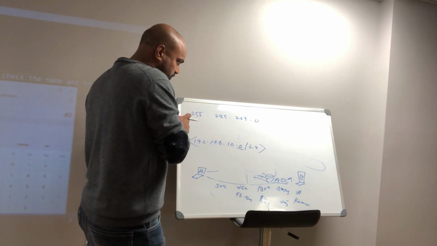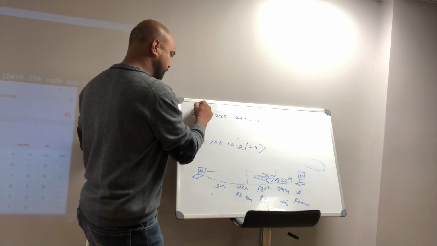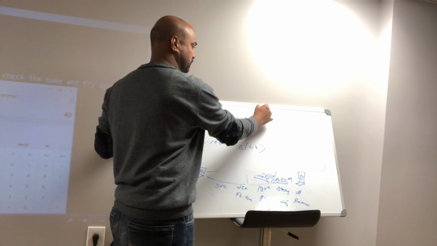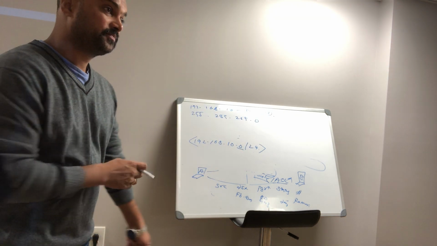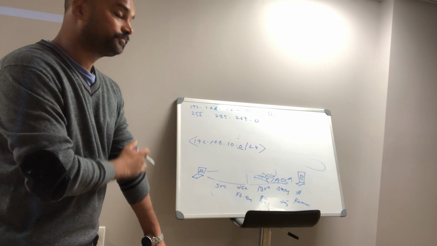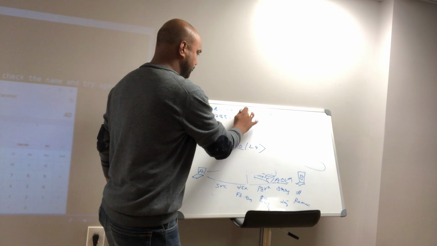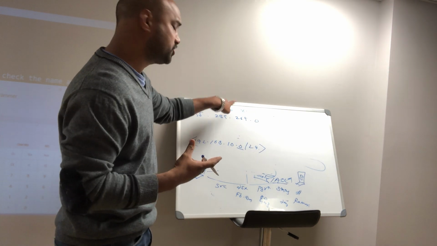Because I've got 24 ones, I've got 255.255.255, the first part, which is 192.168.10, then becomes the network ID. The last octet is the host ID. Clear? Okay. 192.168.10.x. So how many devices can I have in this range?